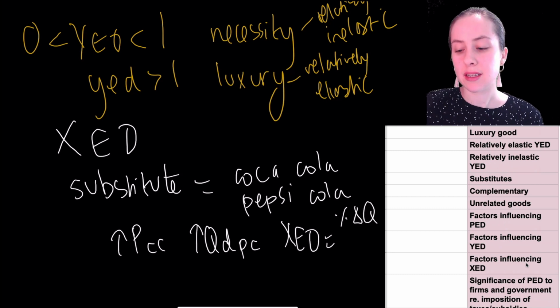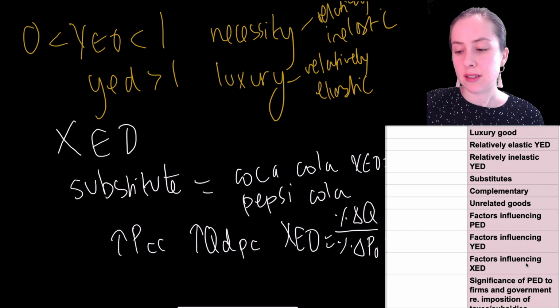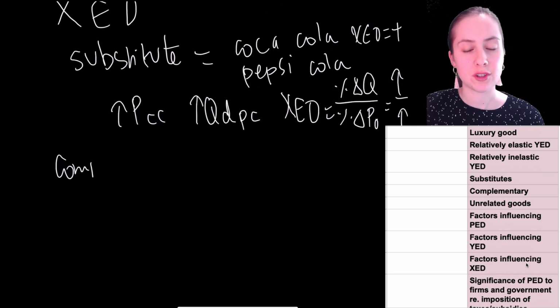If you look back at the XED equation, when you have the quantity change at the top and the price change of the other good at the bottom, if the price of Coca-Cola is going up, as we said, the quantity of Pepsi is going up too, so this XED is always going to be a positive number for substitutes.